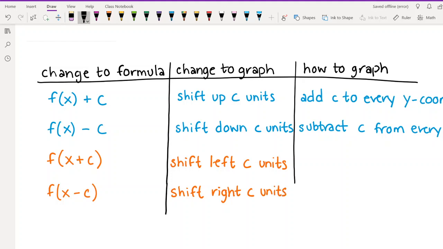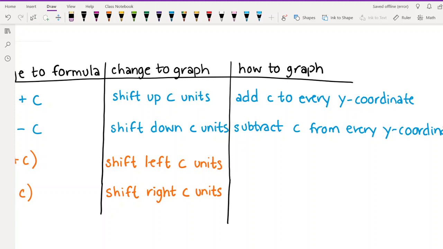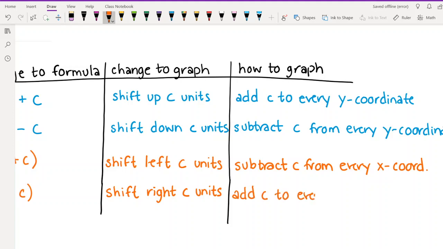So again, the reason that it works backwards is basically this idea of what kind of x values you have to plug in in order to reach the same y values. That's what causes it to go backwards. By adding or subtracting from your input, you have to compensate with the x values you're plugging in in order to get that same output. So what would this actually look like in the graph? Well, for shifting left by c units, you're going to subtract c from every x coordinate. Whereas if you're shifting to the right, then you're going to add c to every x coordinate.